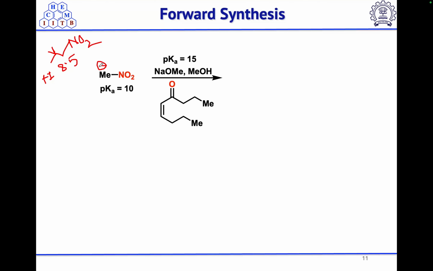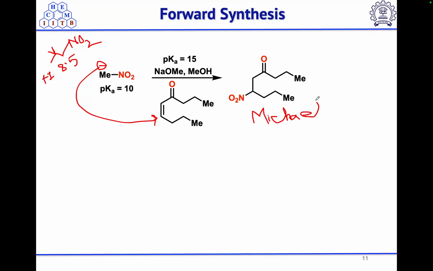Okay, now if we treat this carbanion with this alpha beta unsaturated compound, this carbanion will attack the beta carbon of this unsaturated compound, right? The beta carbon is more electropositive, so we will get the corresponding product. So you get the 1,4 addition product or Michael addition product. So this is the Michael addition product.